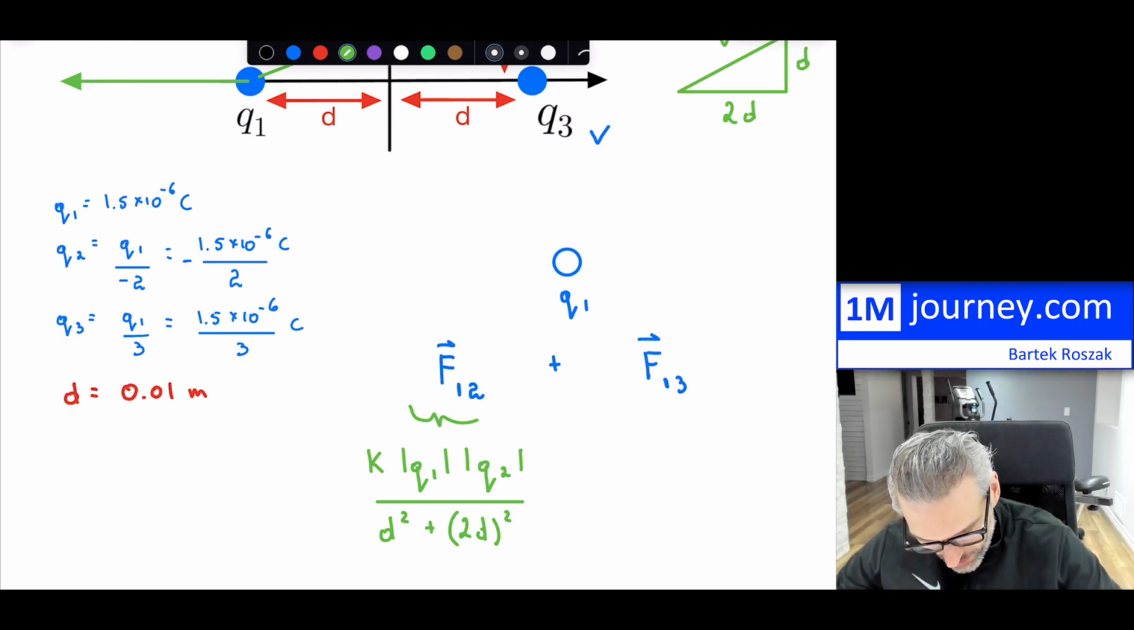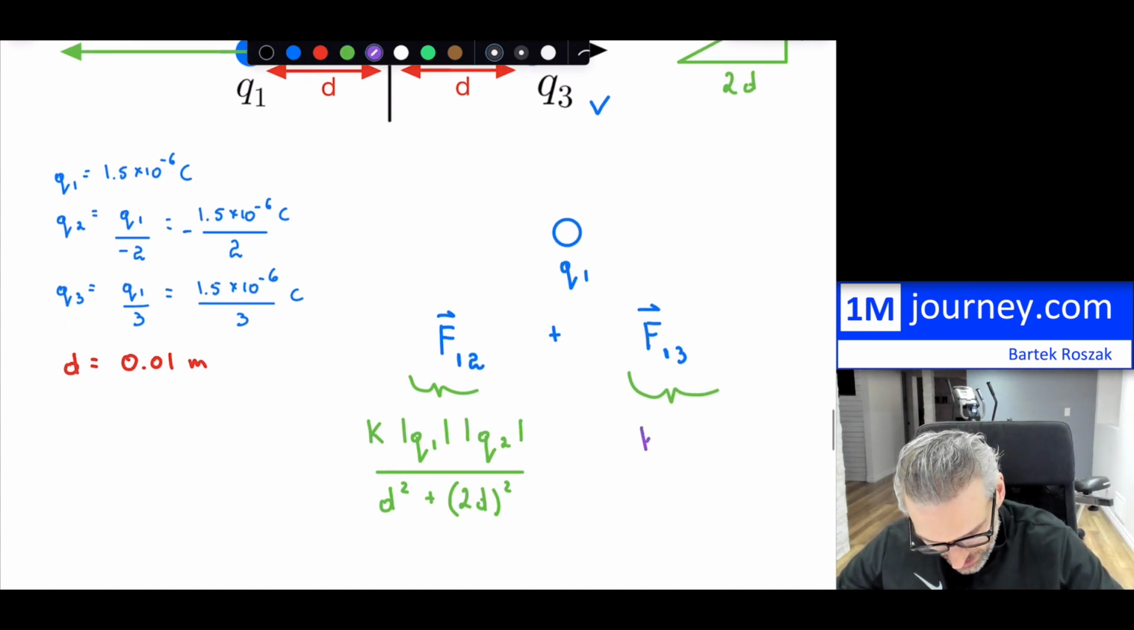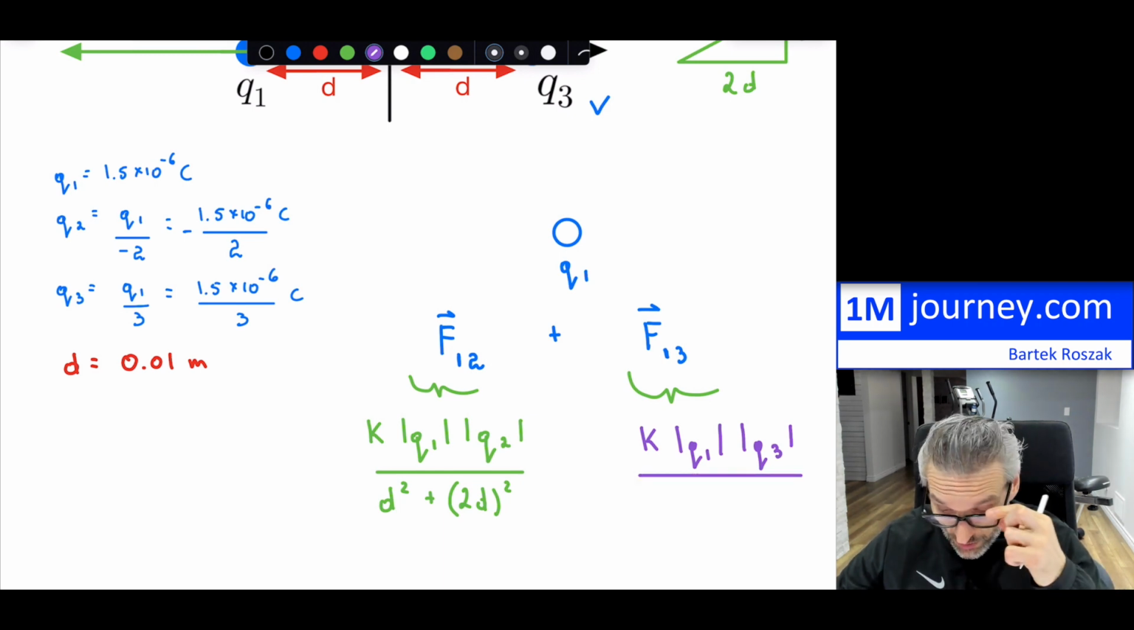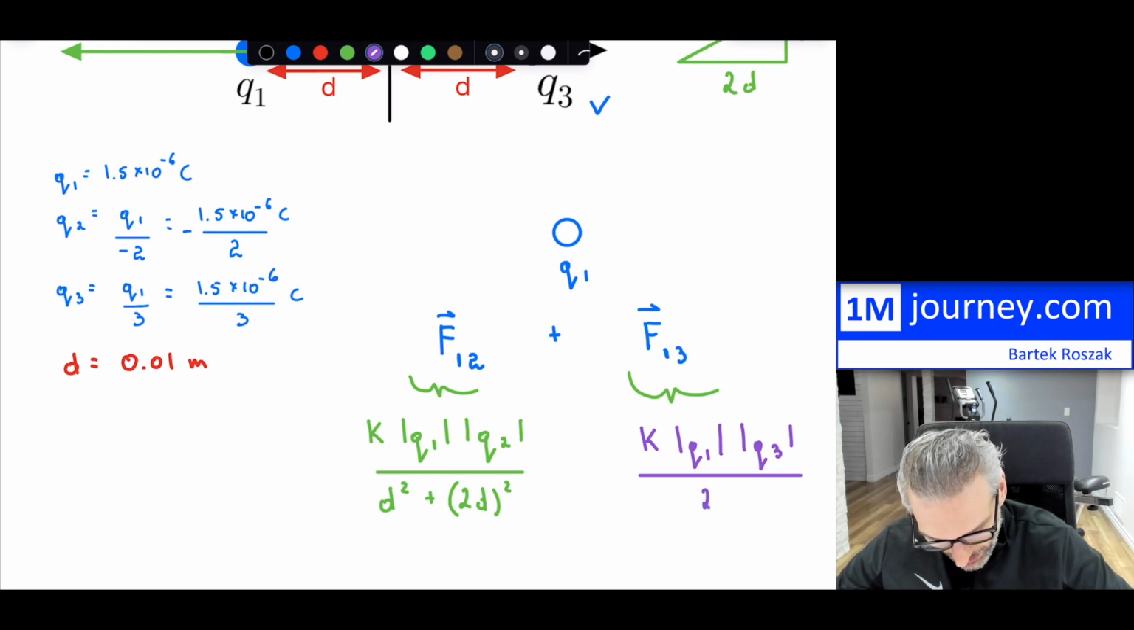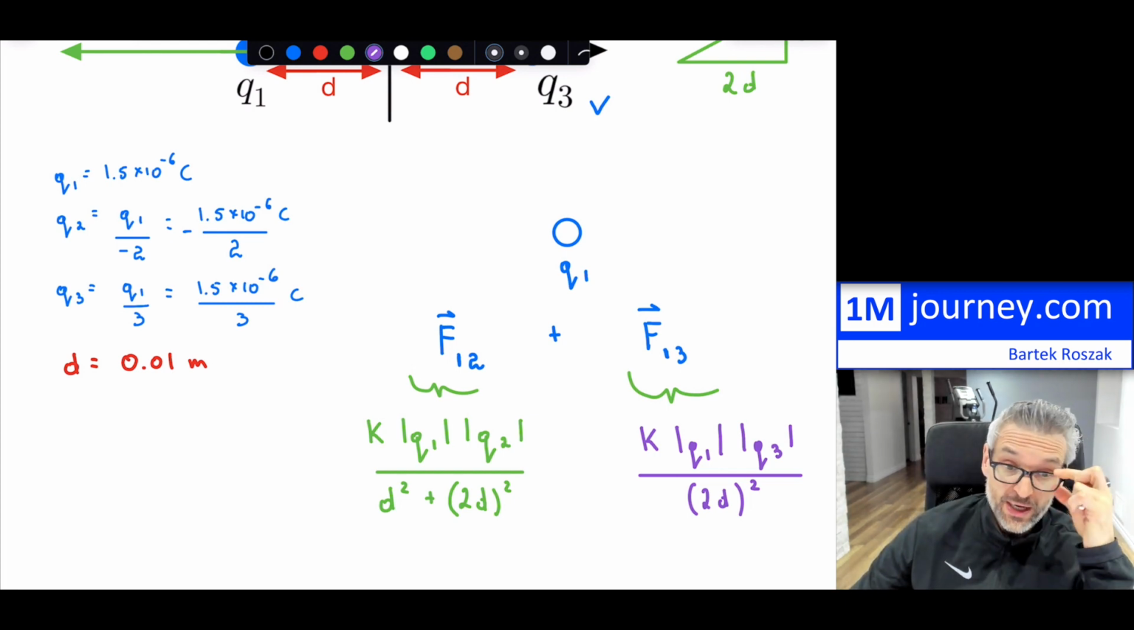Now the other component, that's going to be this component right here. Maybe let me use a different color. So that's going to be our K, Q1, Q3 divided by a distance of 2D away. In this case, because there's no square root, we will have our square right there.